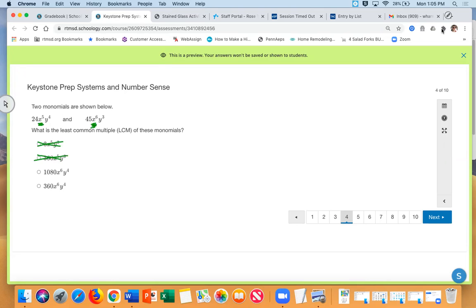All right. 360 divided by 24, you get 15. 360 divided by 45, you get 8. Is it 8? Is that 8? Divided by 45. Yes! Still got it. So my answer is 360 x to the 6, y to the 4th.